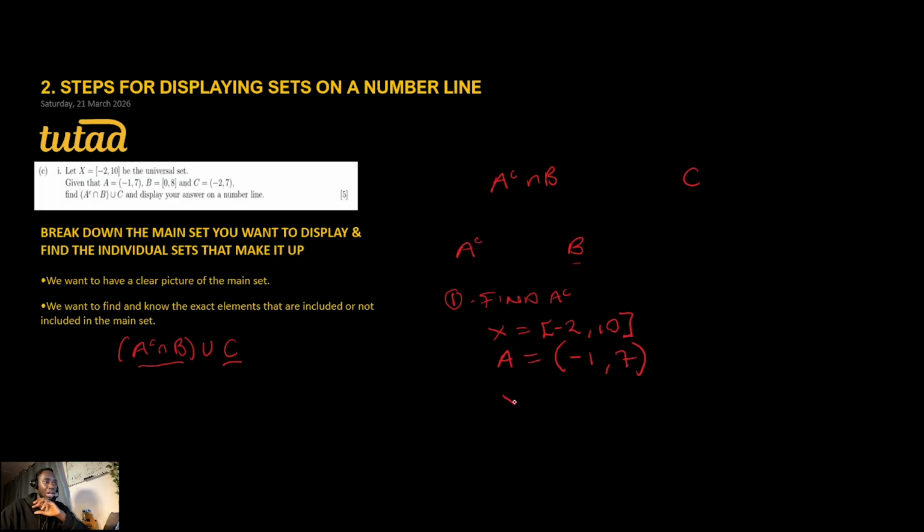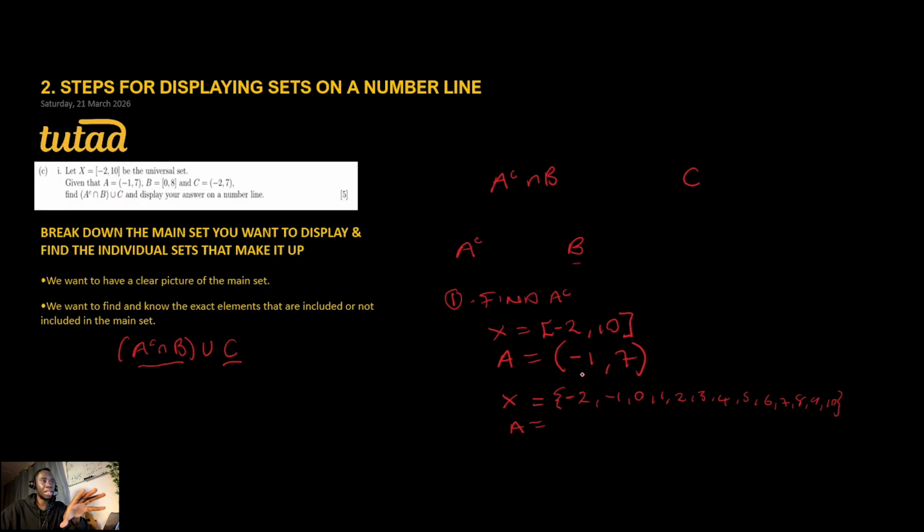To do that, we're going to have X here, and then we're going to have our braces. We're going to have -2 as our first element, because remember that -2, the lower boundary here, is included, so we're also going to include it when listing down the set. So -2 and 10, and then we're going to close with a brace there, and then we're going to have set A here.